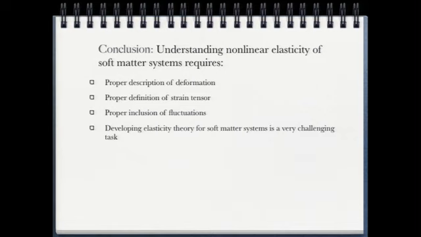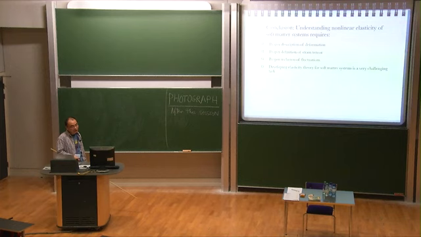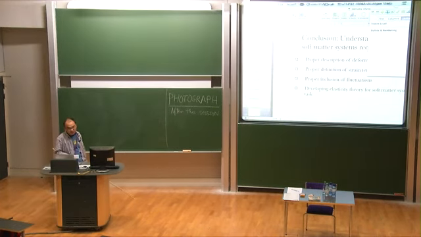So this is the conclusion. I have talked about a proper description of deformations for soft matter systems and have applied this strategy to nematic elastomers. And I have talked about the statistical mechanics and the nonlinear elasticity of these nematic elastomers. So in general, developing elasticity theory for soft matter systems is difficult. That's what I have learned, but they are also interesting. Thank you for your attention.